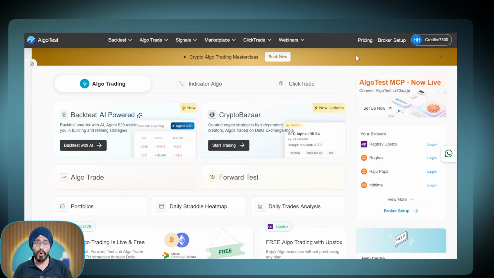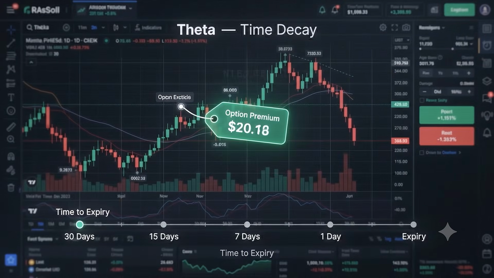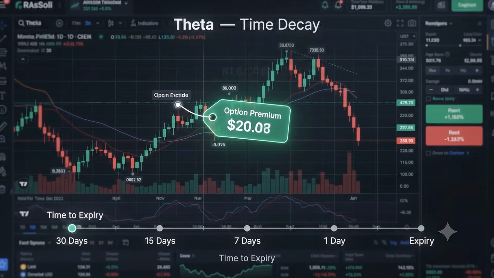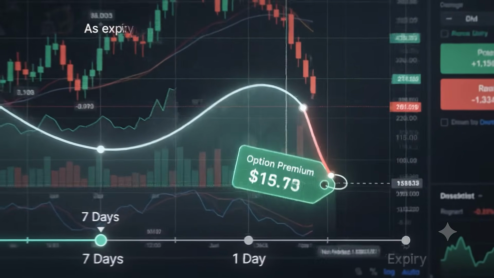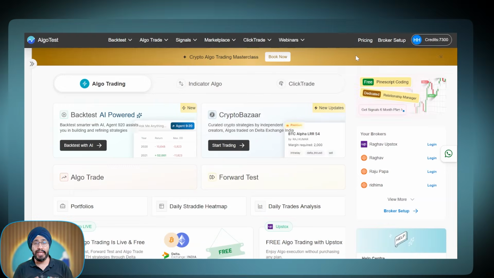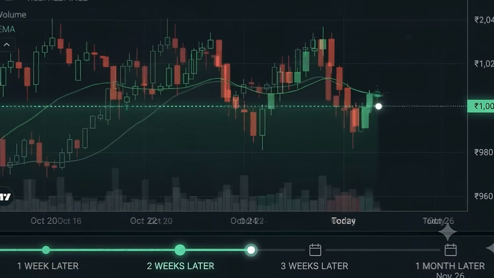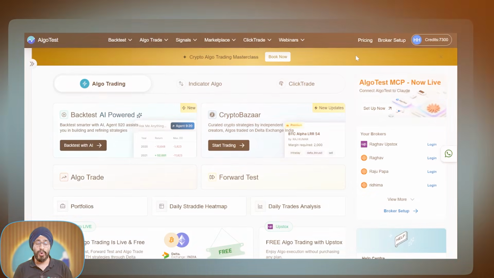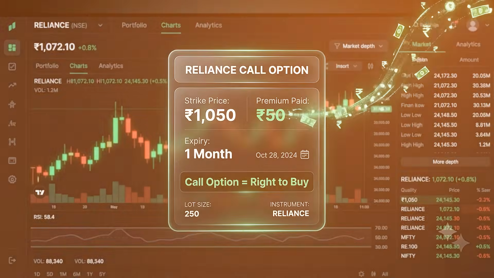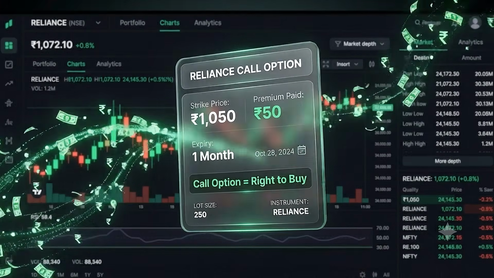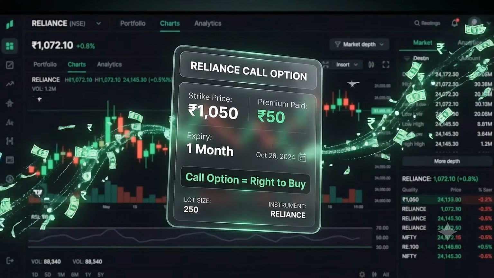Options, as you all know, are a decaying asset. As we get closer to the expiry, the price of an option decreases over time. Why is that? Very simple. Let's take an example of Reliance. Let's say Reliance is trading at 1,000 rupees right now. So 1 month from now, I buy a call option with a strike price of 1,050 and I pay a premium of 50 rupees on it.